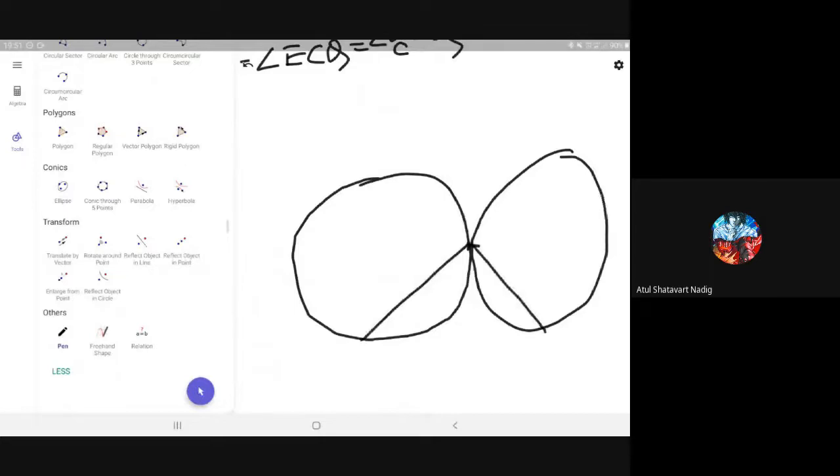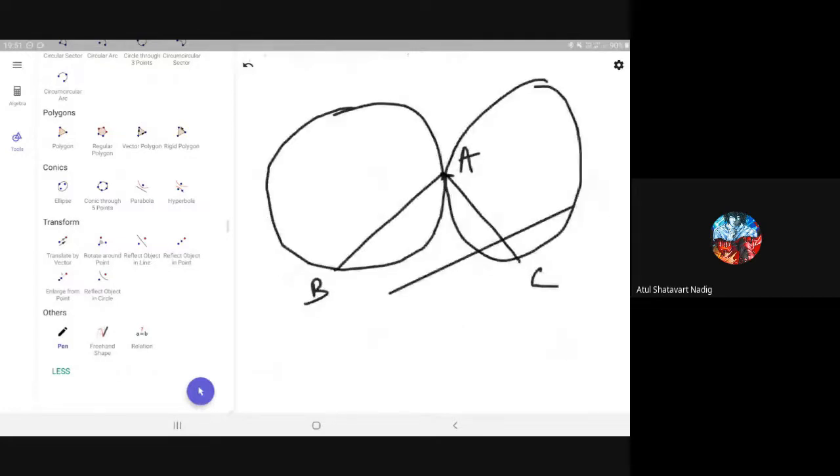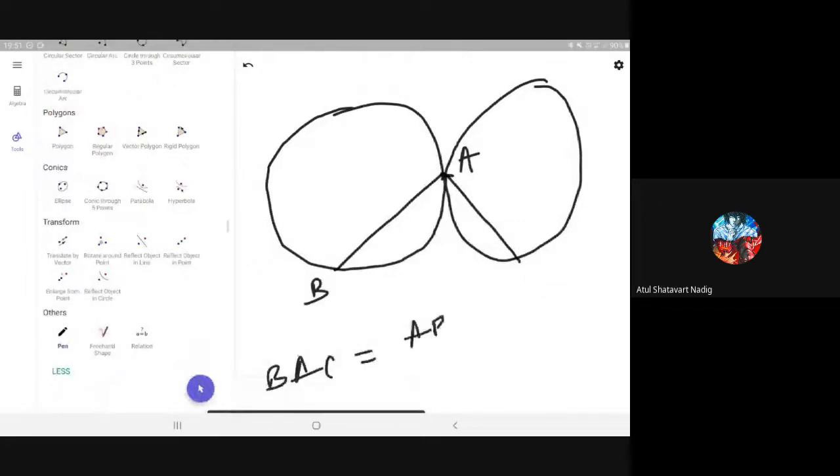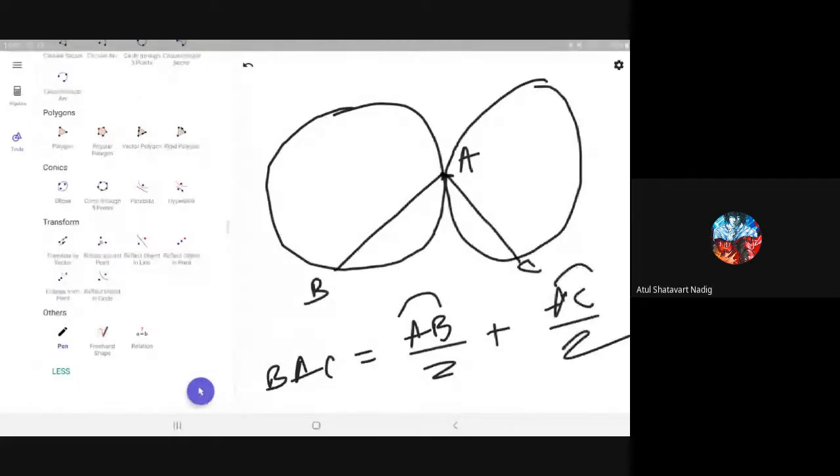Then suppose the point of tangency was A and you have chords AB and AC. So the tangency is equivalent to proving angle BAC equals the arc subtended by AB divided by 2, plus the arc subtended by AC divided by 2. In other words, this angle is the sum of this and this. Yeah, this is another way.